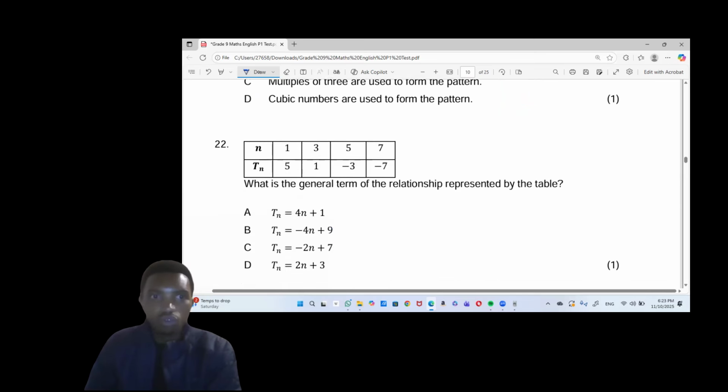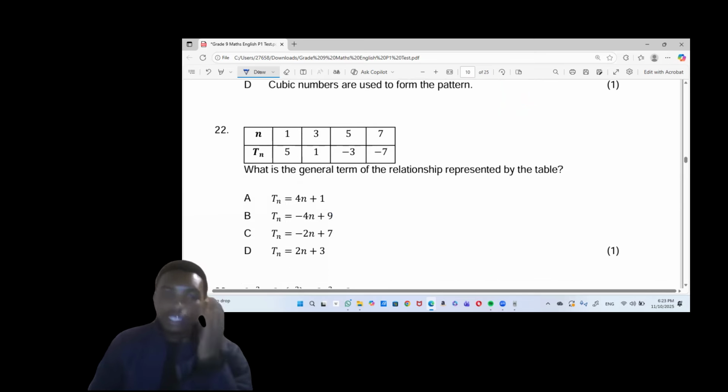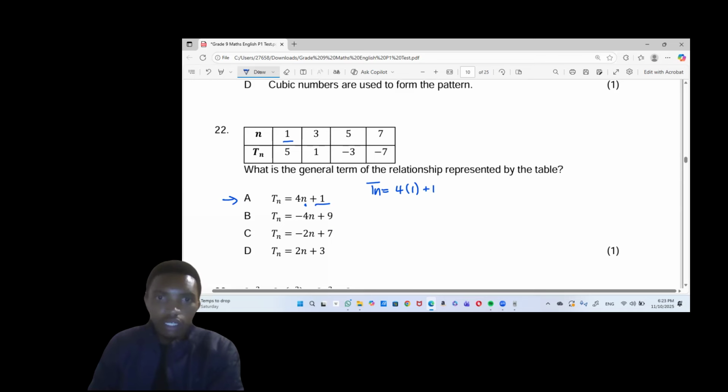Then 22. And remember I said for this one it's quite easy. Don't work too hard for such questions as 22. They're saying, what is the general term of the relationship represented by the table below? Take the first one, test it. If you put n here as a 1, do you get a 5? Let's quickly check. Tn is equal to 4, at the place of n, I'm going to put that 1, and then it still has plus 1. How much are we getting? Is it 5?